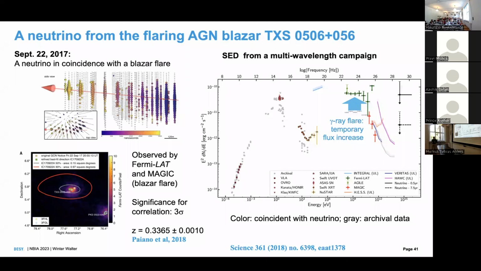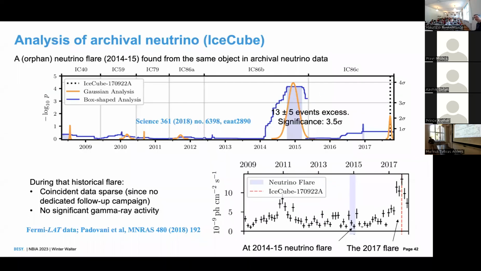We looked in that direction, we saw the blazar, it had an enhanced gamma ray state. That must have been like a neutrino emitter. Okay. And it's interesting because actually it goes a little bit further.